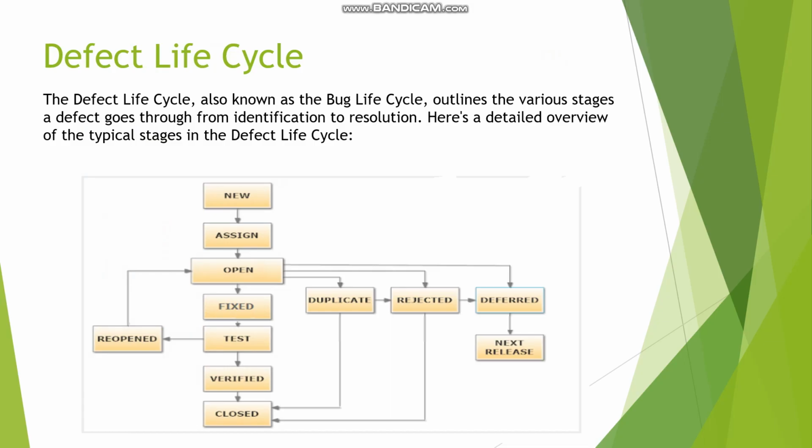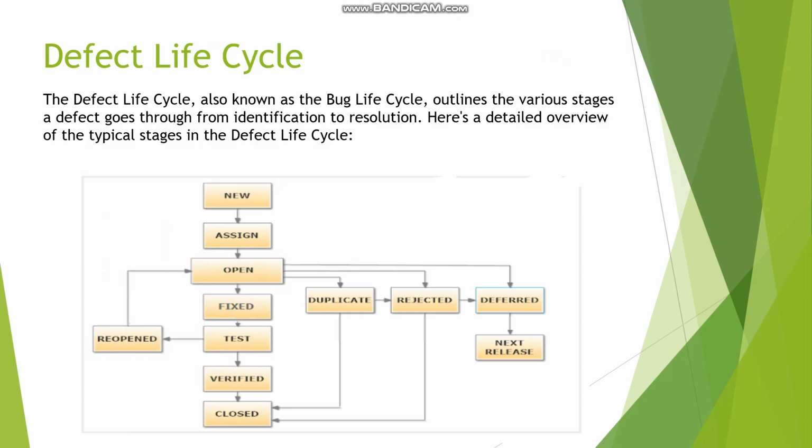Defect life cycle. The defect life cycle, also known as the bug life cycle, outlines the various stages a defect goes through from identification to resolution. Here is a detailed overview of the typical stages in the defect life cycle. First is new. New means whenever the tester finds the bug, he will log the bug in the defect management tool like Jira, ALM, Bugzilla, etc. So new is the status at that time. Whenever he logs the bug, new is the status.